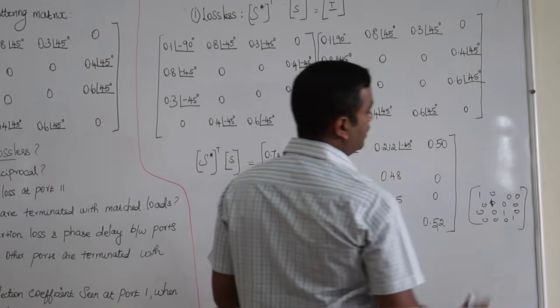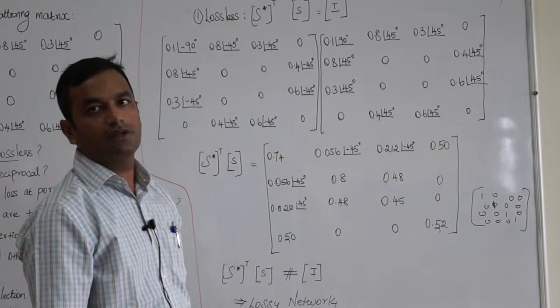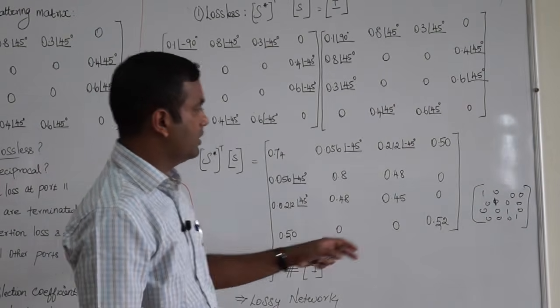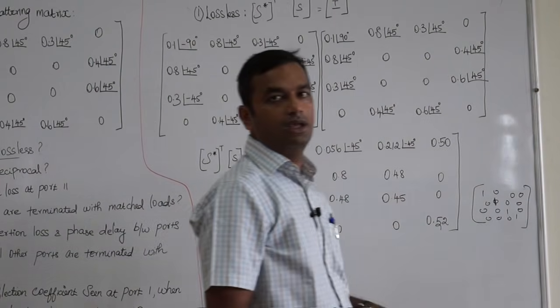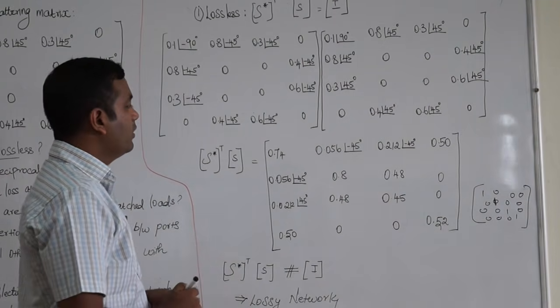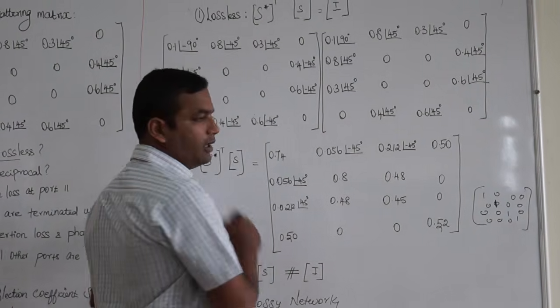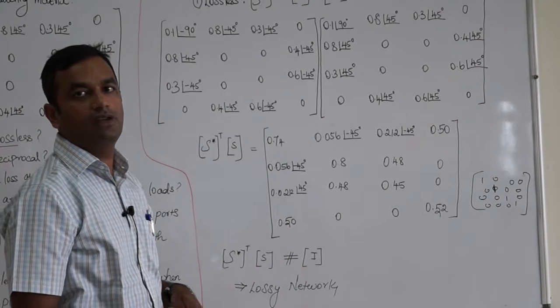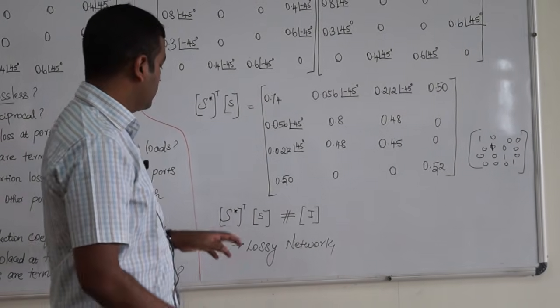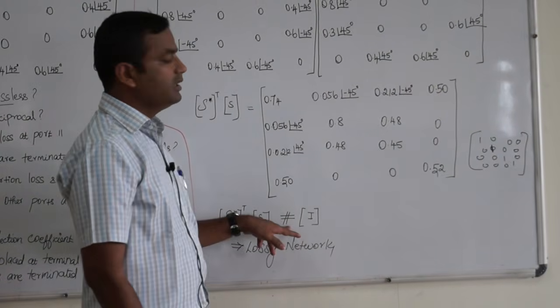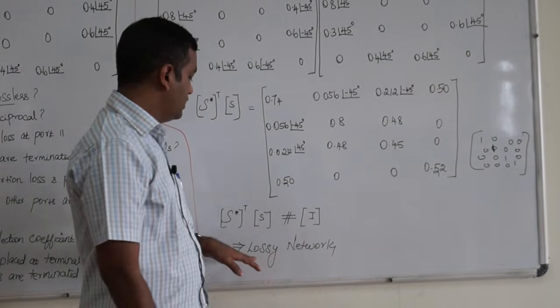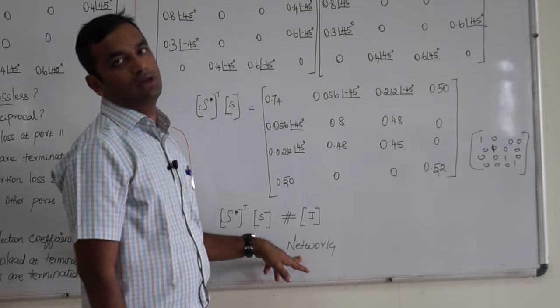So this will be the unitary matrix for a 4x4, this is a 4x4 unitary matrix. So we do not get a matrix like this. So naturally this network is not a lossless network, it is a lossy network. So S star transpose into S is not equal to I, which means the network is a lossy network.